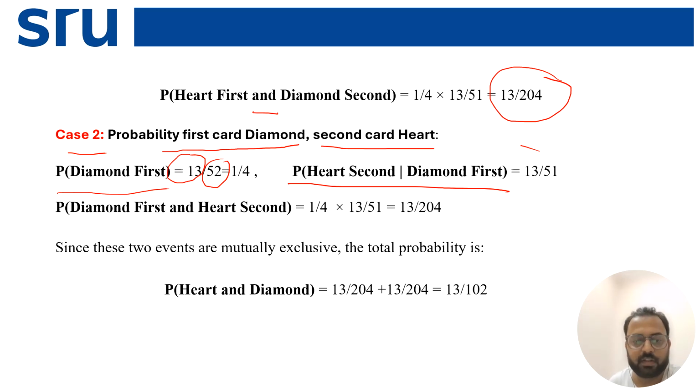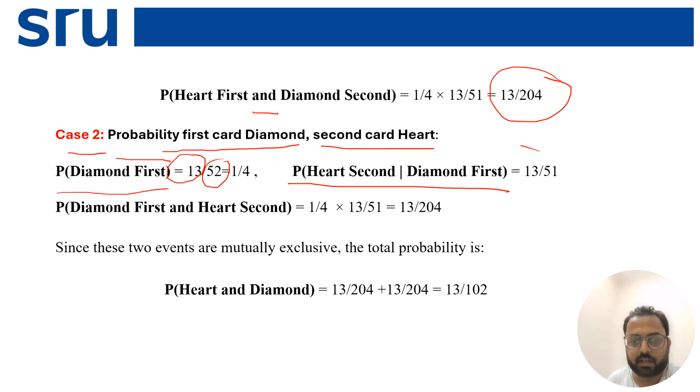Since these two cases, case first and case second, are both independent cases, in other words, we can say both are mutually exclusive. In the first case we are drawing a heart card, and in the second case we are drawing a diamond card. So a single draw cannot be both heart and diamond. So the first card cannot be both heart and diamond. It means both events are mutually exclusive.